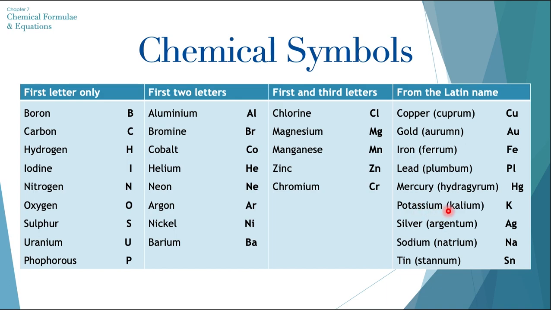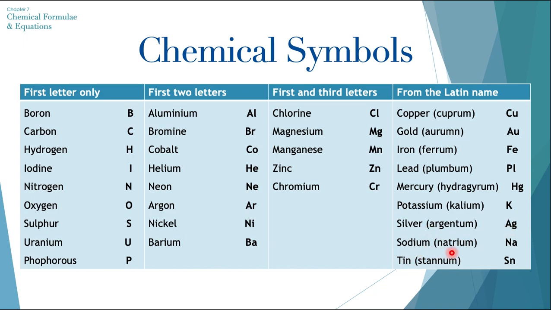Then we have potassium. For this, we have K, capital K. Only K, no two letters, only one letter. And this comes from its Latin name, kalium. For silver, we have argentum. Please do not rely on my pronunciation. In this, we have the first and third letters of the Latin name, Ag, not Ar, Ag.